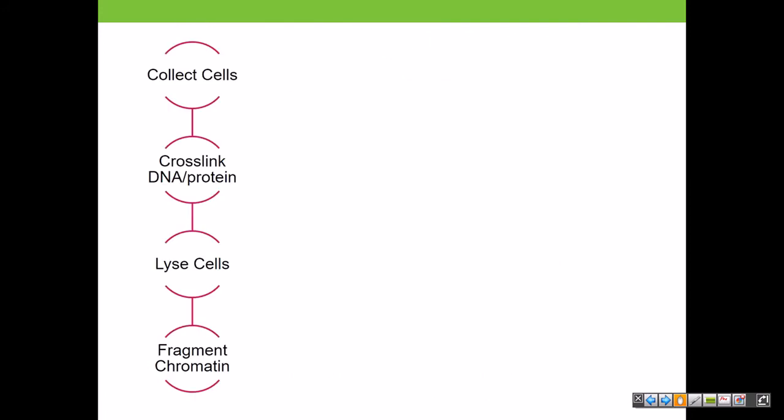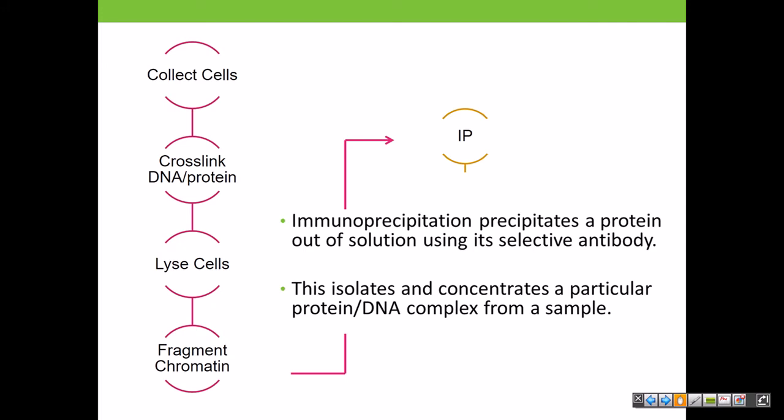Okay, so we've talked about collecting and planning cells, cross-linking DNA, lysing cells, fragmenting the chromatin. We're not done yet, not by a long shot. The next step is the immunoprecipitation. So immunoprecipitation precipitates or pulls a protein out of solution with an antibody that's specific to that target. This will isolate and effectively concentrate a particular, very specific protein DNA complex from a whole solution of many, many, many, many DNA protein complexes.